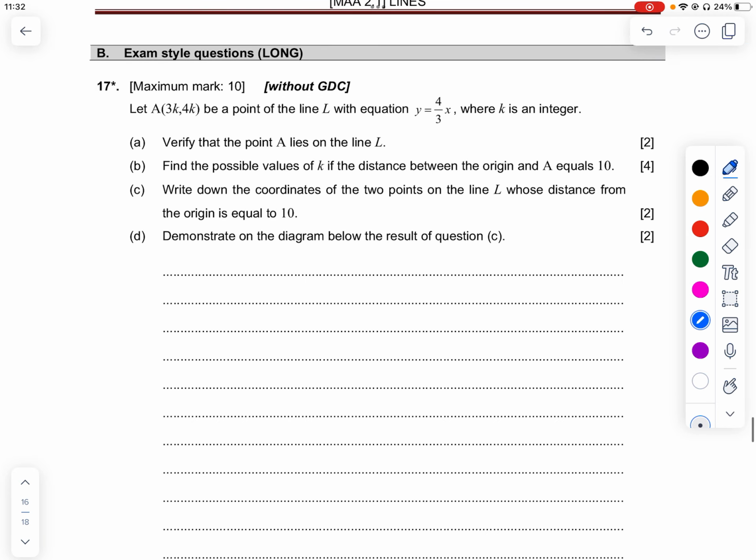Now question number 17. A is 3k comma 4k, a point on the line L with the equation y equals 4 upon 3 x. Verify that A lies on L. So for part A, what am I going to do?